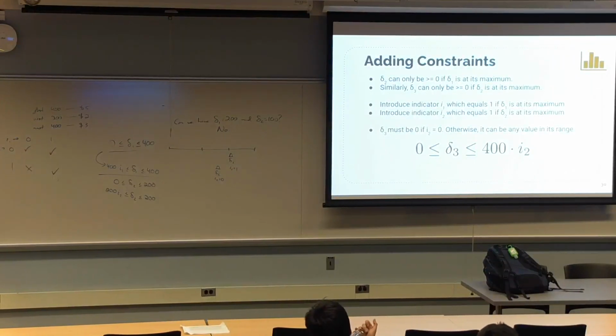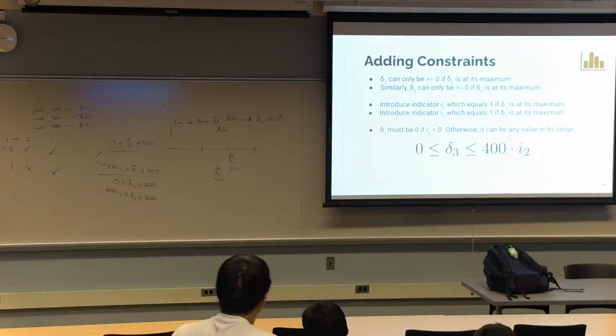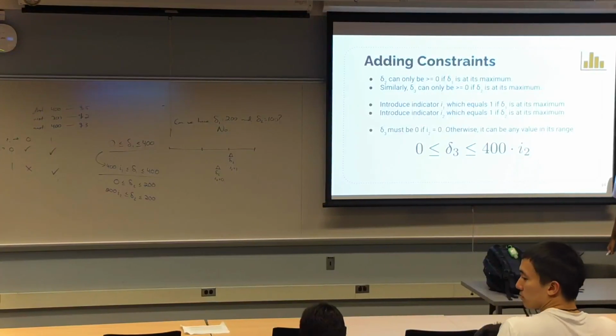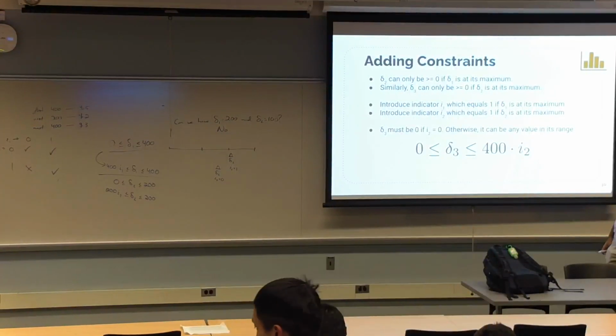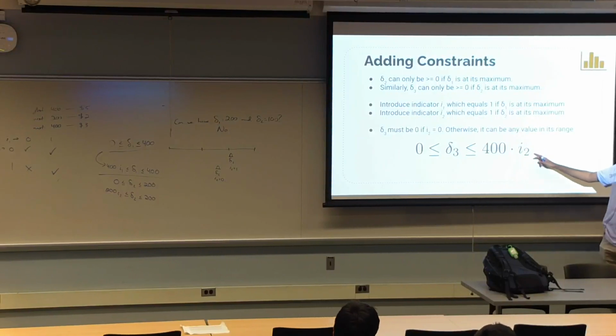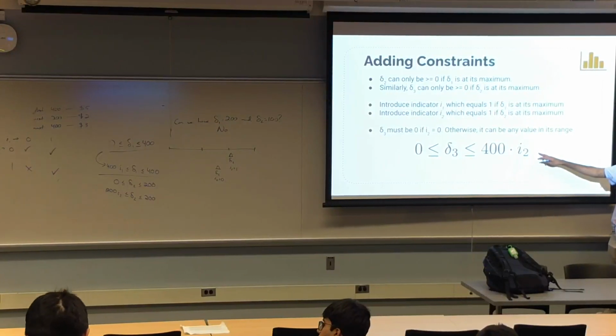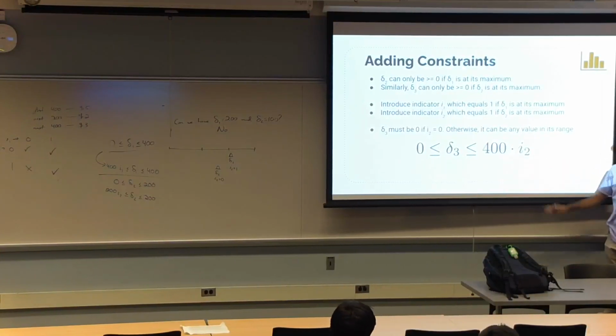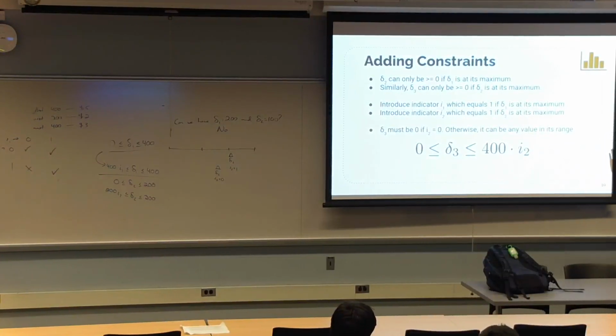And we'll do a similar thing for I3 or delta 3, but this happens to be a lot easier. So delta 3 will be constrained between 0 and 400, like before, except now it only depends on I2. If I2 is not at its maximum, then this right-hand side must be 0. Otherwise, it can float freely between 0 and 400.